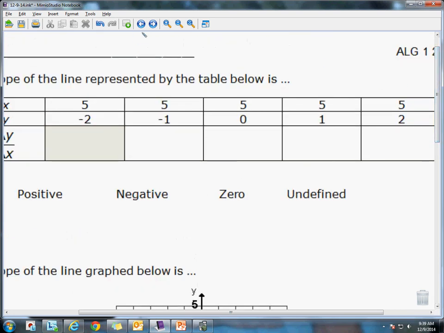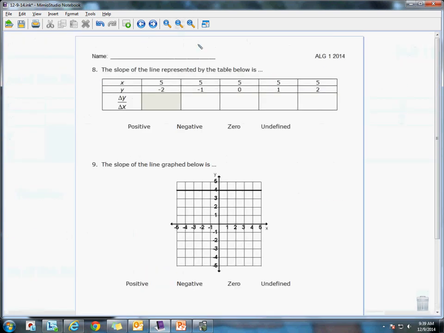Okay, this one's asking for the slope of the line represented by the table below. Again, remember we have change in y over change in x. So if you look at what your y's are going up by, they're going up by 1s. So my change in y is 1. Change in x here, there's no change. Going from 5 to 5 is 0, 0, 0, and 0.